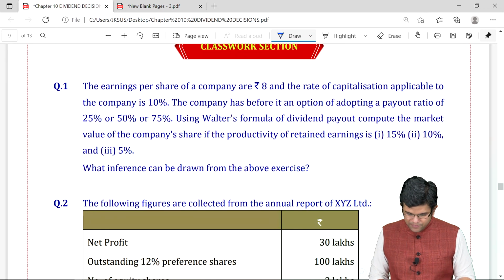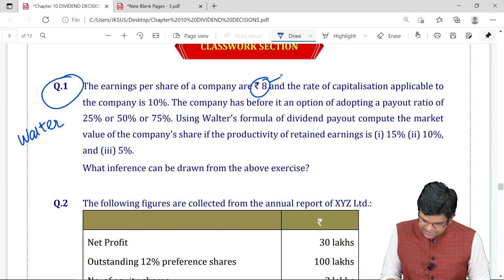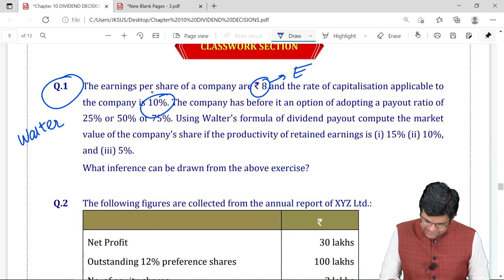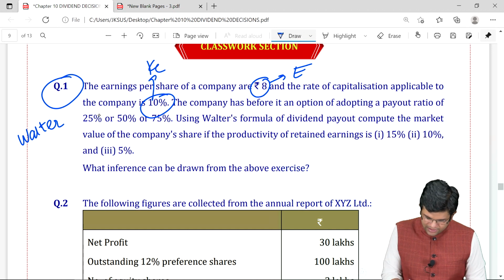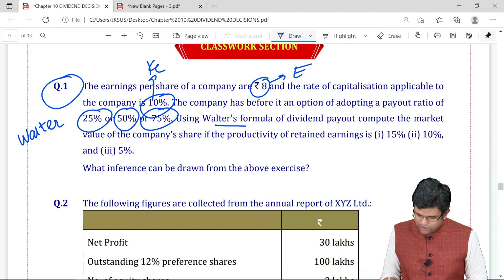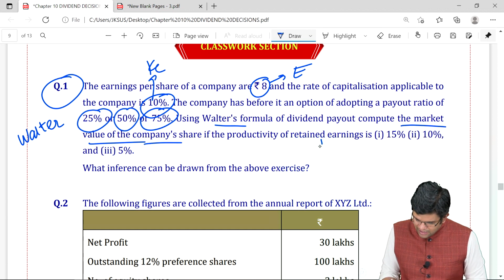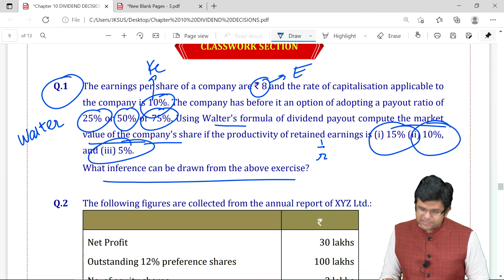Can we start, children? So the first sum is based on Walter. This is E, earnings, EPS. Then they are saying this is K. Now they are saying that the dividend payout ratio can either be 25% or 50% or 75%. Using Walter's formula, calculate the value of the company's equity if the R is 15%, 10% and 5%. What inference can be drawn?